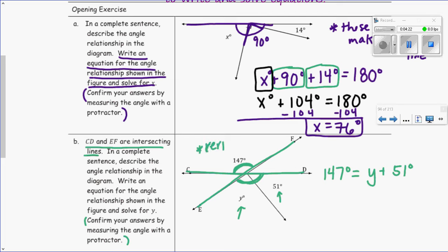So go ahead and first of all, write vertical angles, because this will help you. A lot of times, if I say vertical angles and you don't remember what it is, you can go back through your notes and find an example. So when it comes to vertical angles, we're going to trace over those lines and see what is equivalent. To solve it, we're going to subtract 51 degrees from both sides, and we're left with 96 degrees for y.